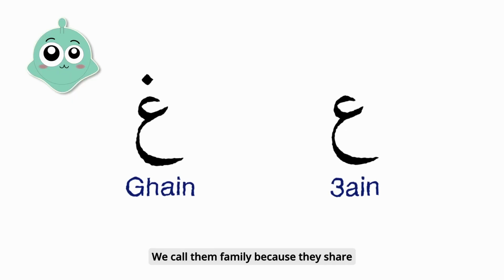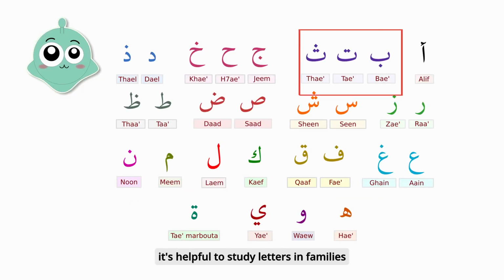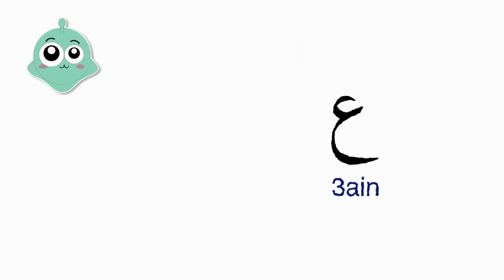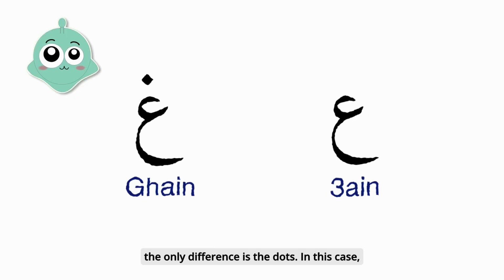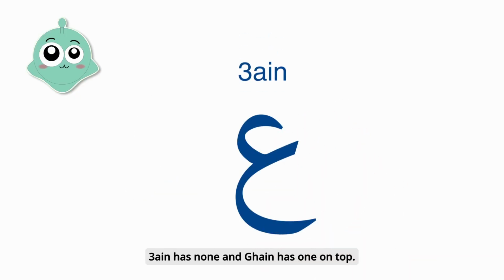We call them a family because they share the same body shape. When learning Arabic, it's helpful to study letters in families like this. Once you learn the main shape, the only difference is the dots. In this case, Ghain has none and Ghain has one on top.